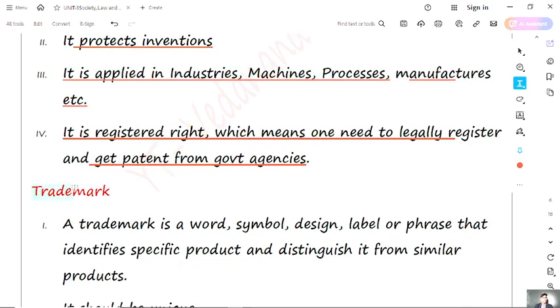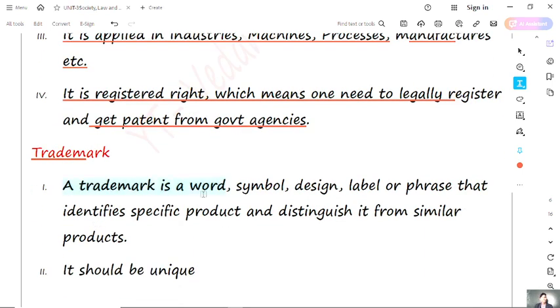Next is trademark. This is for business purposes. A trademark is a word, symbol, design, label or phrase that identifies a specific product and distinguishes it from similar products. Suppose you take the logo of Apple iPhone. You cannot use that logo on your own company because it is already a trademark of the Apple company.